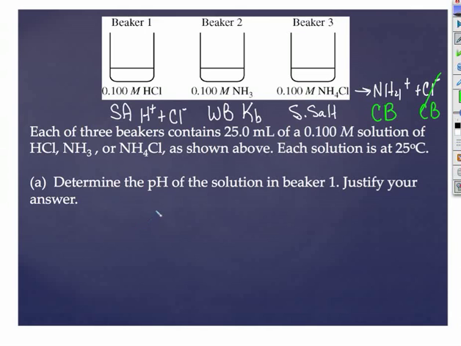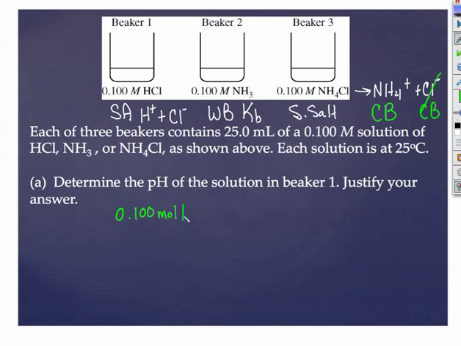Now, question A says, determine the pH of the solution in beaker 1. Well, this is a strong acid, so it means that HCl goes 100%. So remember, we can do this a variety of ways. Let me erase that and start fresh. We can use the SSS method if you want, that start, shift, stop. I'm going to use a simple mole road method.